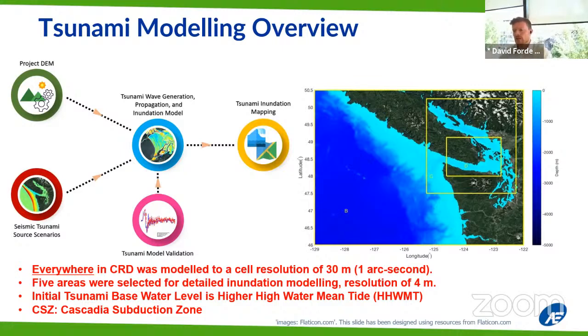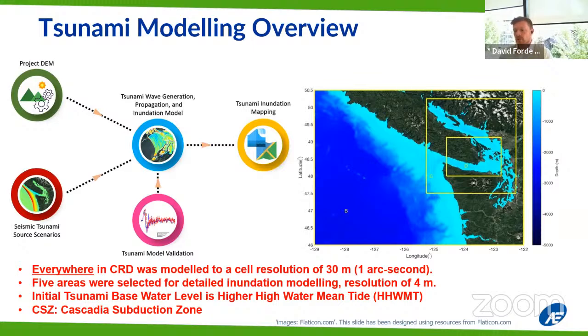So everywhere in the capital region was modeled to a resolution of 30 meters. That means there's a result at every 30 meter by 30 meter grid cell, a minimum resolution. Then there were 5 areas selected for detailed inundation modeling, which is a really fine level of detail. So there's an elevation value every 4 meters by 4 meters. Those areas were Sooke, Port Renfrew, Victoria, Esquimalt, Sidney, and Saanich.